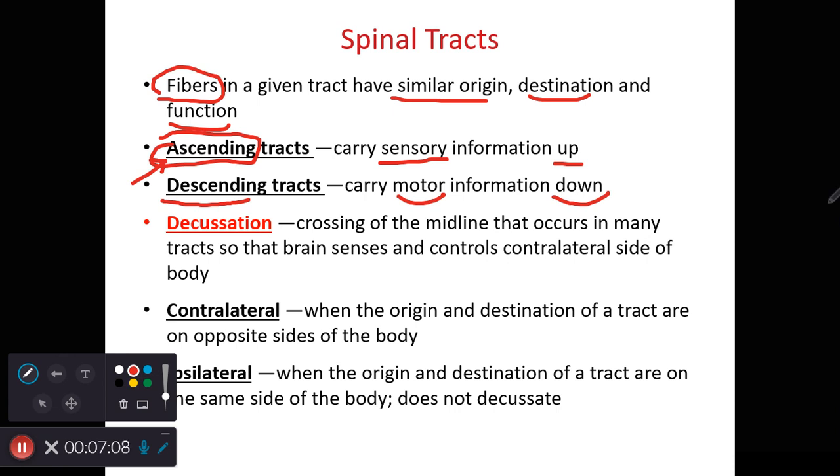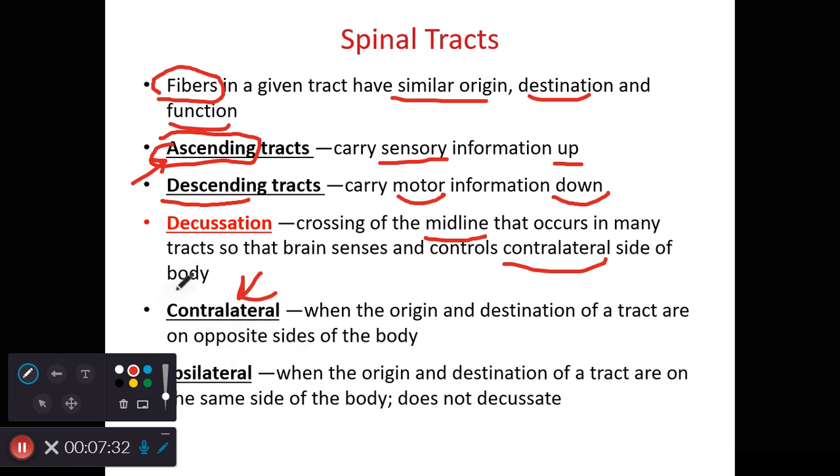Now, something that can happen with these tracts is there can be some decussation. And this decussation is when we have some crossing over. In particular, we can have the tract cross over at the midline. And this allows for the brain to control a contralateral side of the body. And when we say contralateral, don't worry, I'll define the word right there. This is a way of saying that the origin and destination of the tract are on opposite sides of the body.